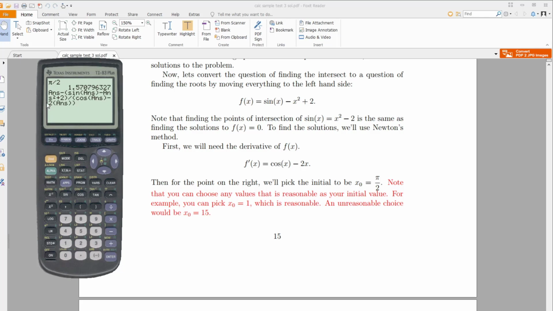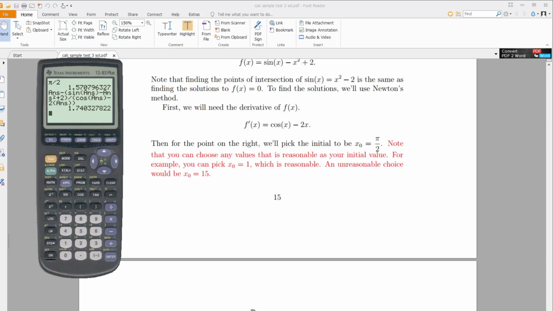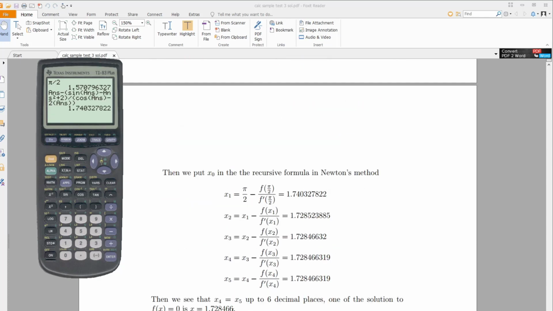So answer, right now, what is located as answer? Your previous answer, meaning pi over 2. Right now, answer is the same as pi over 2. You click enter. That's going to give you x1. When you click enter, 1.7 is now automatically being put into the location of answer. So right now, everything in this equation is there where 1.7 is in the place of answer.